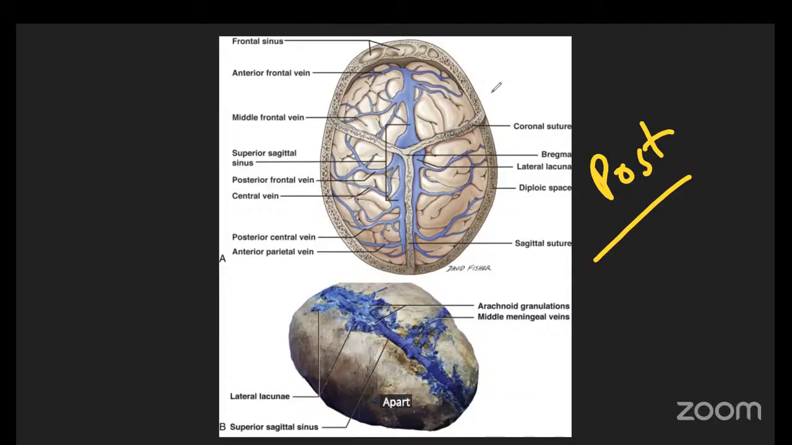Apart from that, you can now also see the lateral lacunae. This is an illustration, and under it you have this dissection or cadaveric image, which has these polymers inside. You can see how big the lacunae are, and especially around the coronal suture, it's going to be huge around this. Let's move to the next slide.